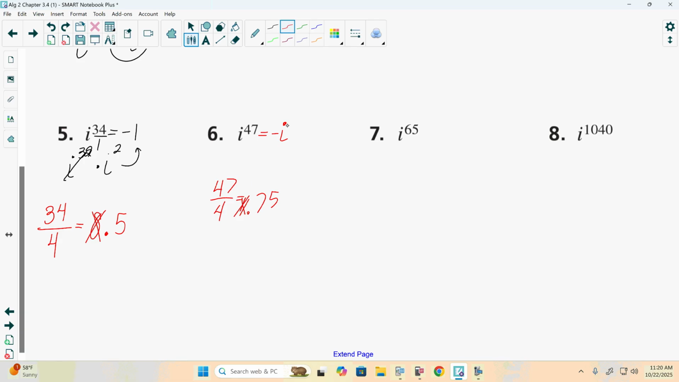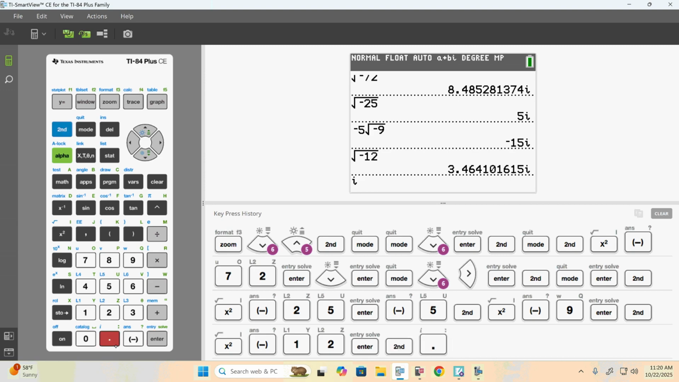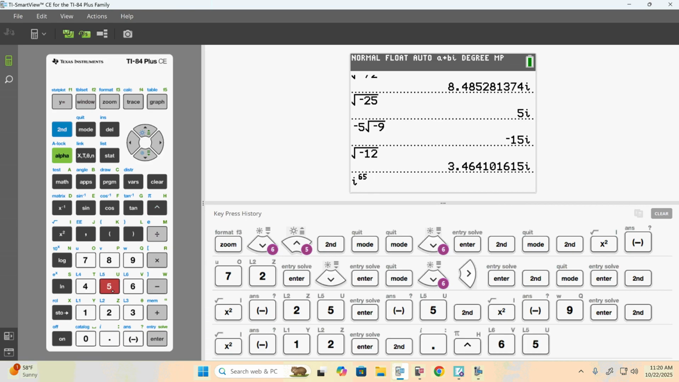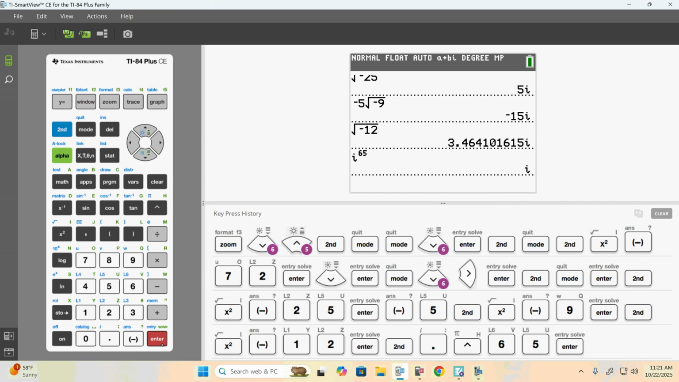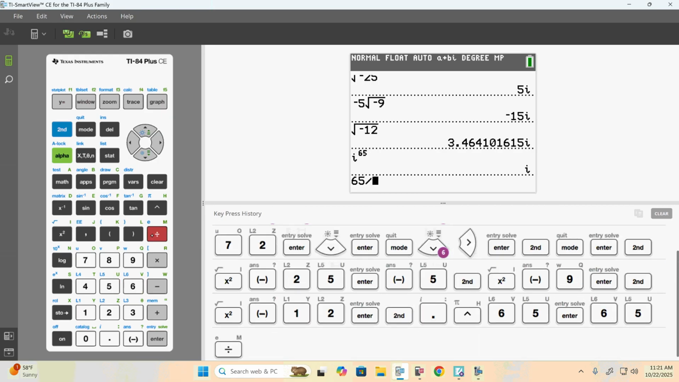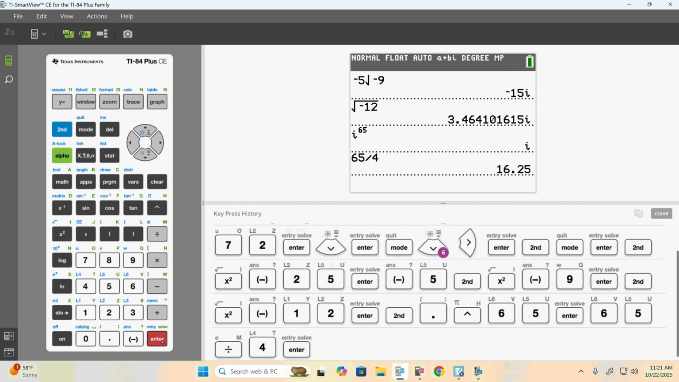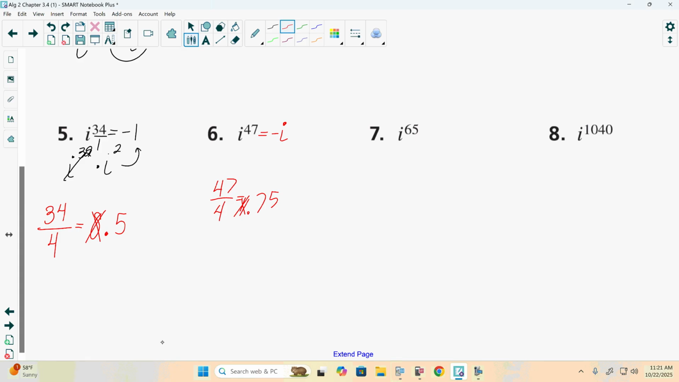Fractions on this here. i to the 65th. Second decimal on the graphing calculator. Second decimal gets us what? i, yes? And we're looking at i to the 65th. It tells us it is i, because 65 divided by 4 is 16.25. 0.25 corresponds to i. So it tells us that this is i.